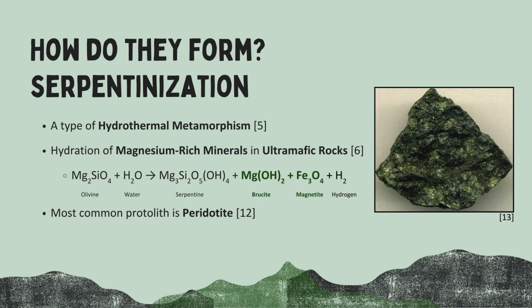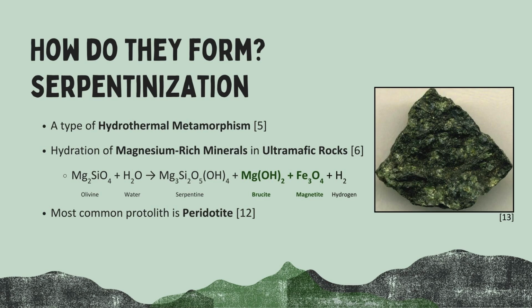Brucite and magnetite are byproducts of the serpentinization process and only form when the surrounding conditions allow. Brucite will form in high CO2 conditions, while magnetite will form in low silica conditions. The most common serpentinite protolith is peridotite, a mantle rock with very high amounts of olivine and clinopyroxene minerals.